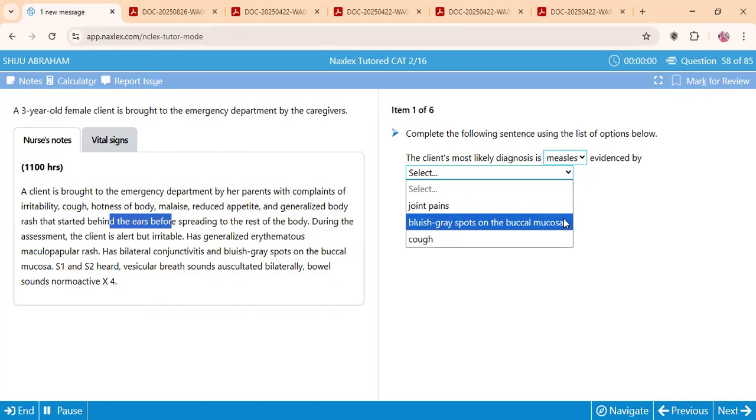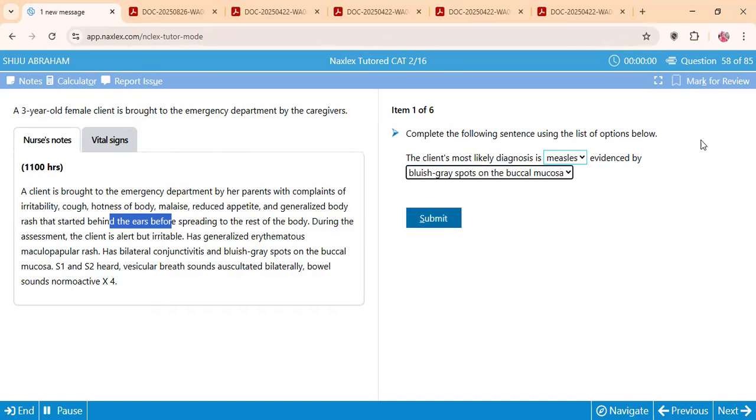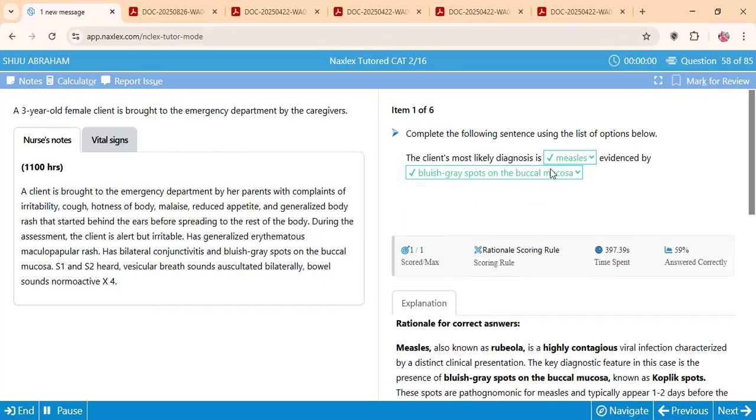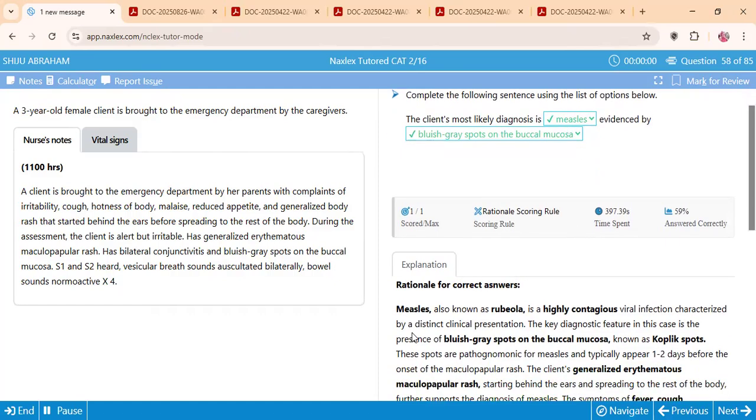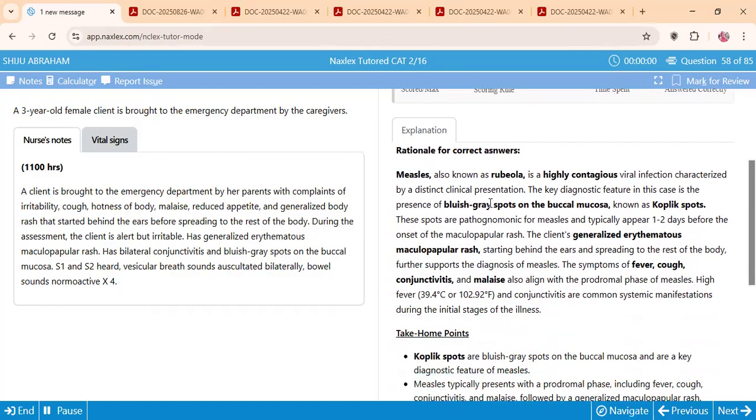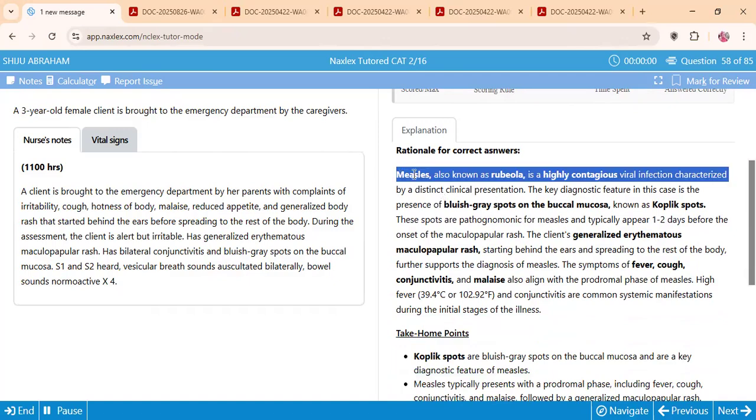So the child is not eating, has malaise, cough, irritability, and the temperature is also elevated. So I am selecting this. While submitting the answer, we can see that yes, the possible diagnosis of this patient is measles. We should read the right answers as well as the wrong answers. So we can see measles, which is rubeola.